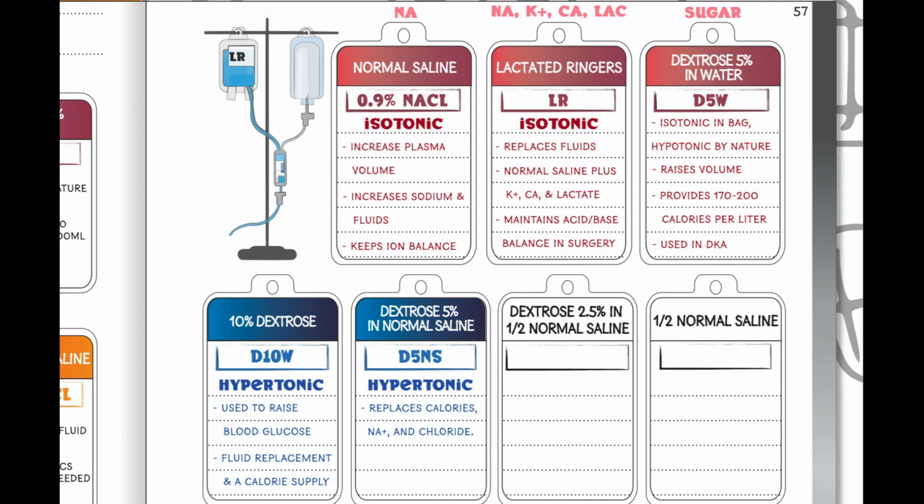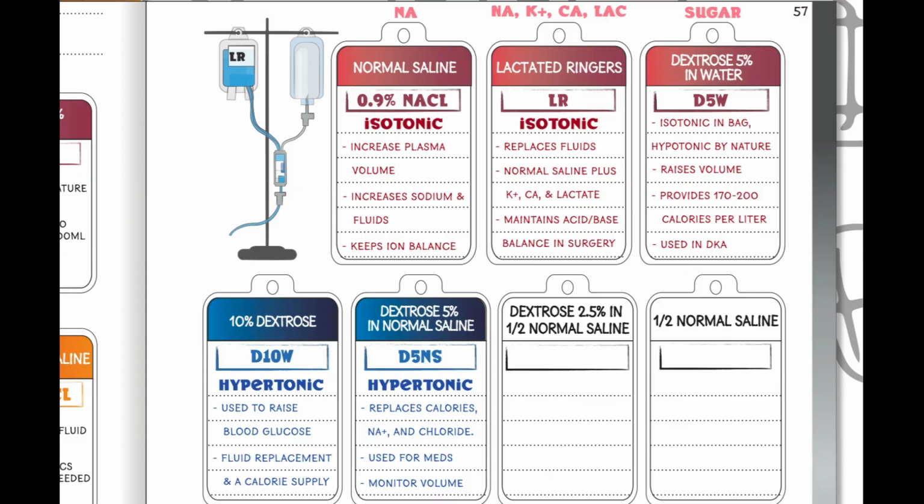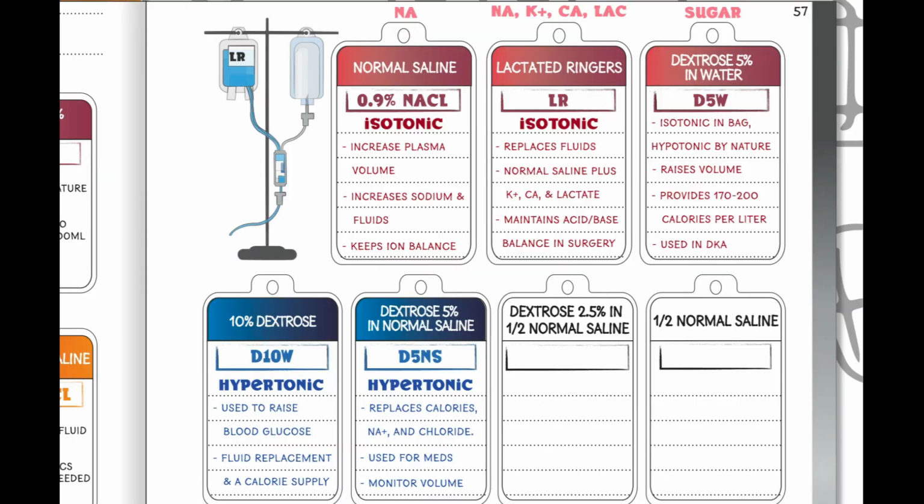So why would we give this fluid? Well, that's because it's going to replace calories and sodium and chloride inside the body. So we're going to have those same properties that we were talking about with that D5W, where that sugar is metabolized quickly. However, because of that normal saline, it's also providing us with additional electrolytes. This is a common concentration that's used for our medications, like our IV antibiotics when we have them in a piggyback. Oftentimes you'll find this D5NS is going to be the basis of what that antibiotic is put in. But of course, like anything that is hypertonic, we always want to make sure that we're monitoring their fluid balance.